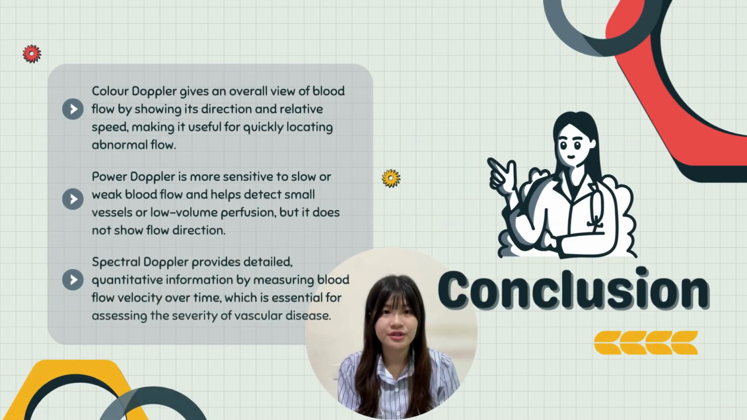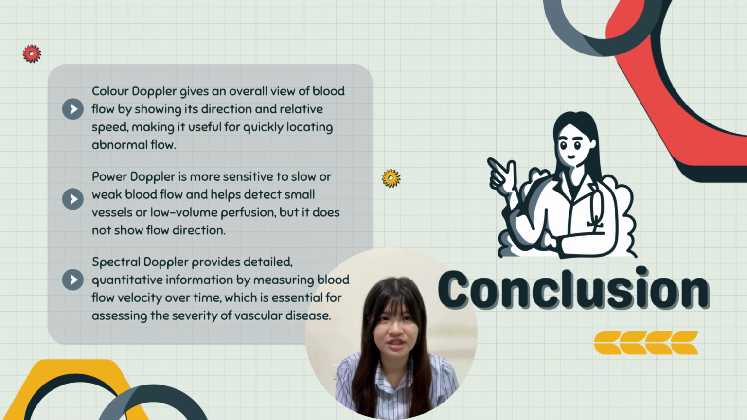In conclusion, the three Doppler ultrasound modes each provide different but complementary information. Color Doppler gives an overview of blood flow by showing its direction and relative speed, making it useful for quickly locating abnormal flow. However, power Doppler is more sensitive to slow or weak blood flow and helps detect small vessels or low volume perfusion, but it does not show flow direction. Spectral Doppler provides detailed quantitative information by measuring blood flow velocity over time, which is essential for assessing the severity of vascular disease.